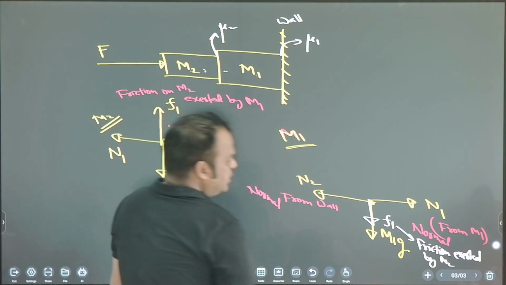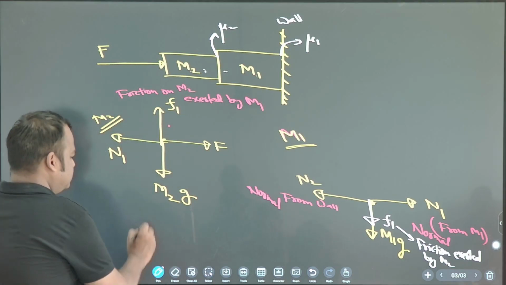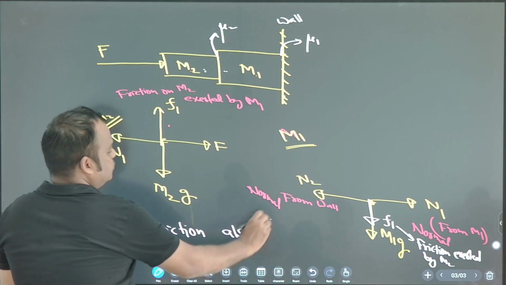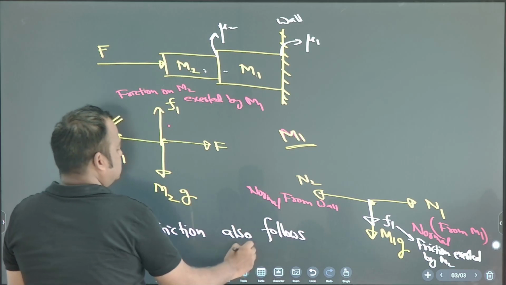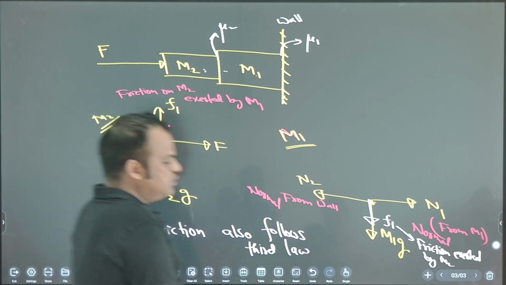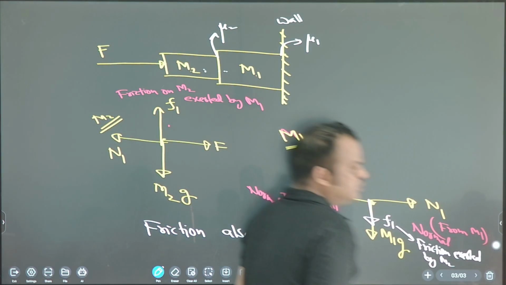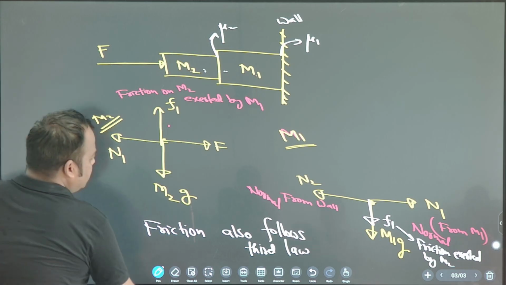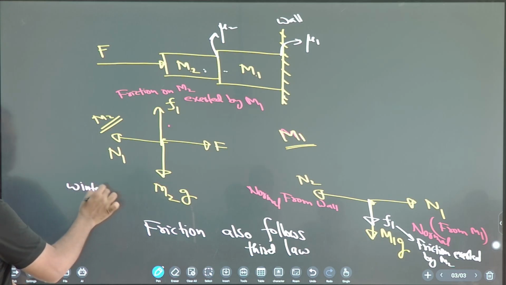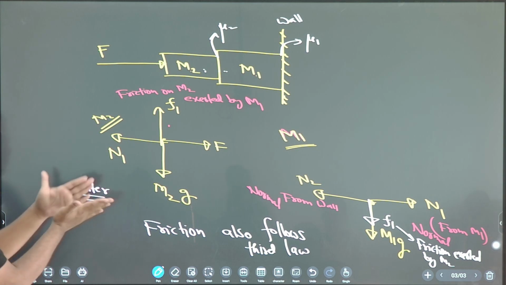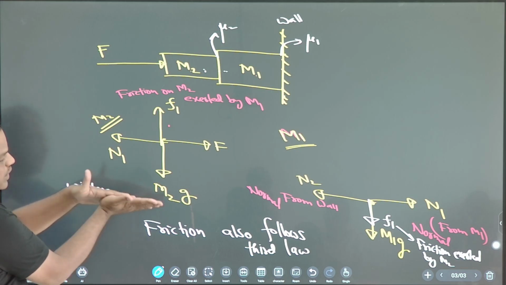Friction is a real force. So it will follow the third law. Friction also follows the third law. We have an example for this. In winter, if you are feeling cold, what do you do? You do like this, correct? Why? Very cold. Suppose you are doing like this. Now this upper hand, lower hand.